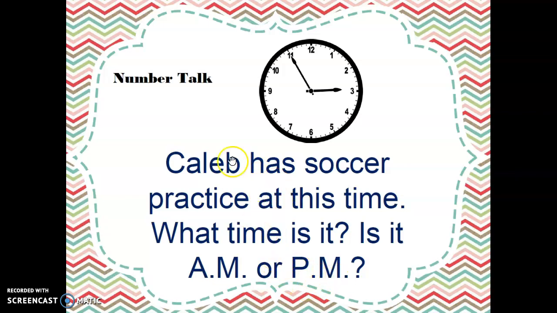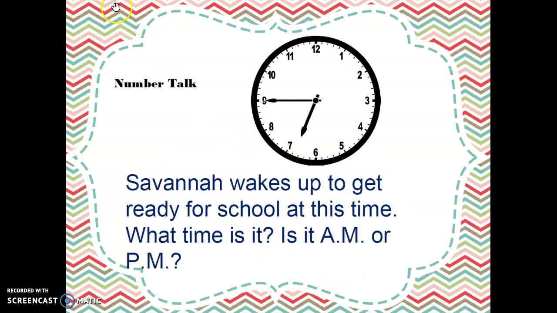Okay, let's look at our next number talk. Alright, Savannah wakes up to get ready for school at this time. What time is it? Is it AM or PM? Again, first, let's look at our hour hand. Our hour hand is very close to the 7, but it's not quite on the 7 yet. So whenever we have our hour hand in between two numbers, we always say the lesser of the two numbers. So we know it's going to be 6 something.